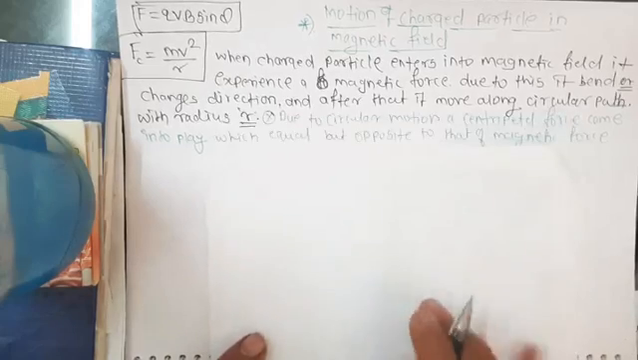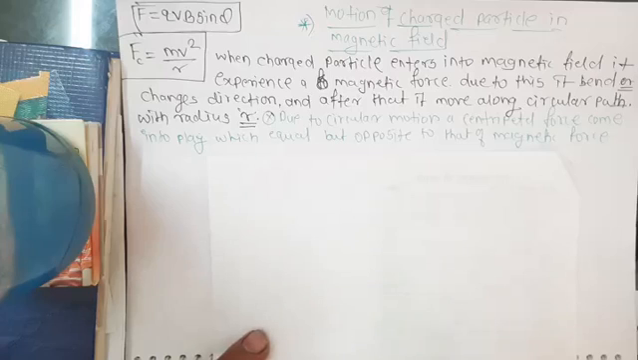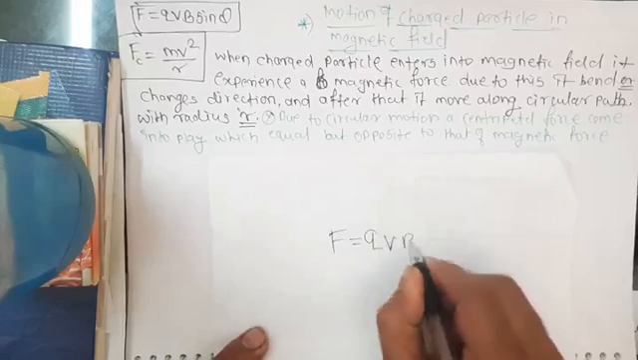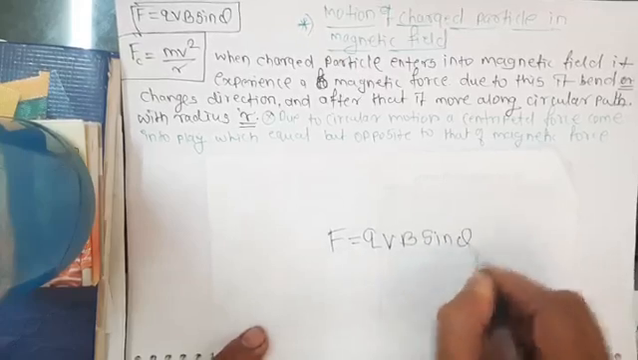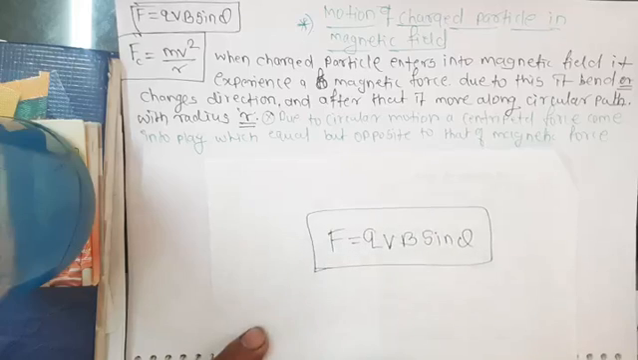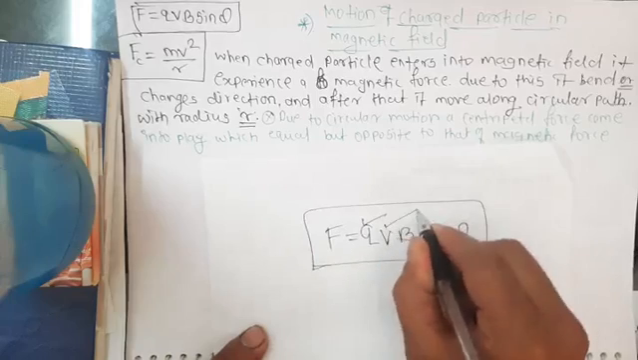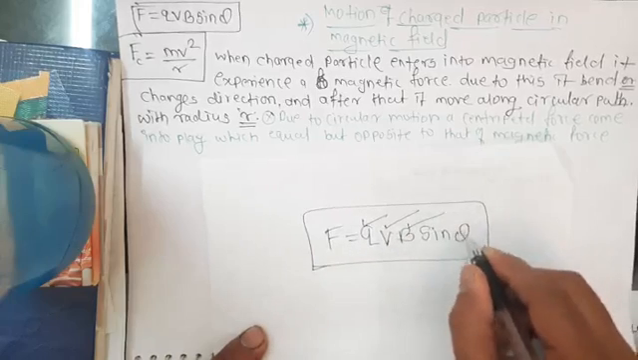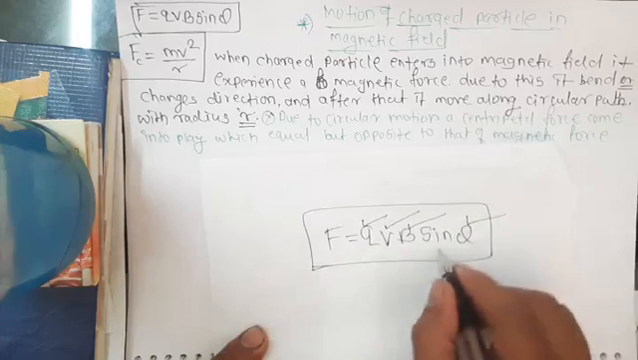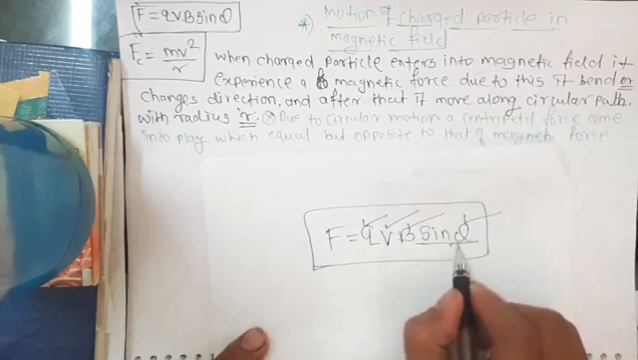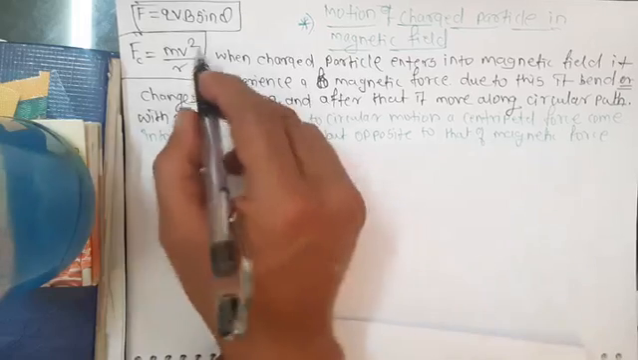Already we have seen that when a charged particle enters the magnetic field, the force is given by F = QVB sin theta. This much force is applied on the charged particle Q if it is moving with velocity v in the magnetic field B at an angle of theta. The force is maximum when theta is 90 degrees, and minimum when theta is 0 degrees or 180 degrees. Those equations I have already written here.